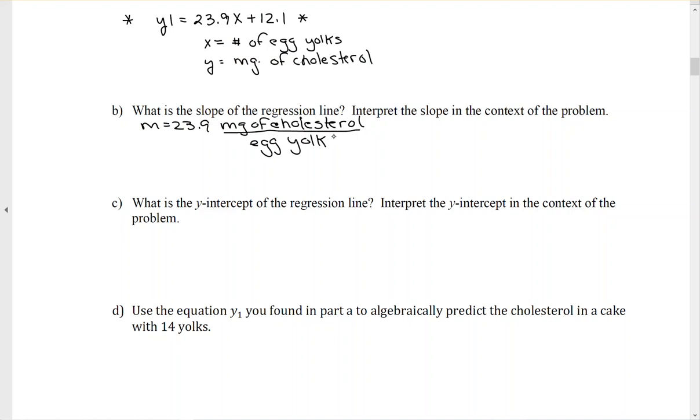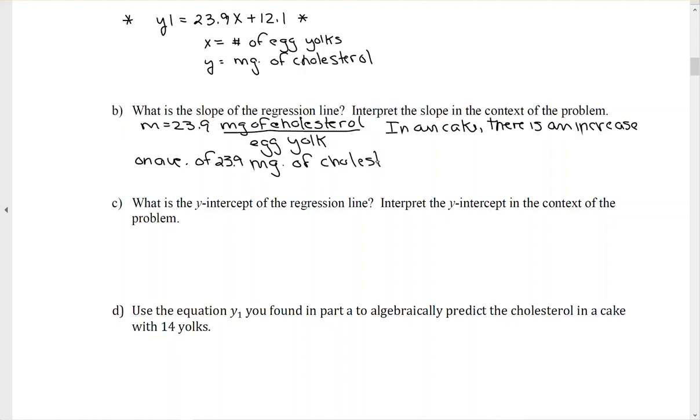Right, so for our explanation of the problem, in our cake there is an increase, because the slope is positive, on average of 23.9 milligrams of cholesterol per egg yolk added.